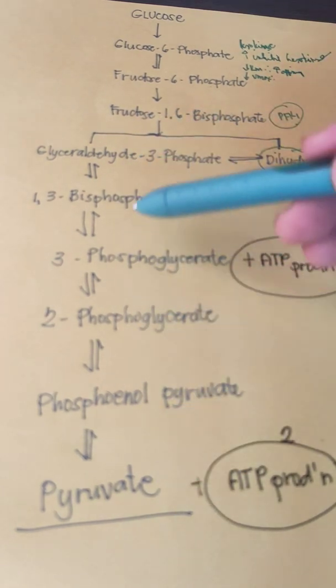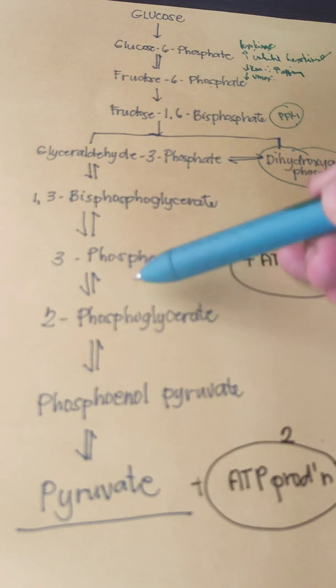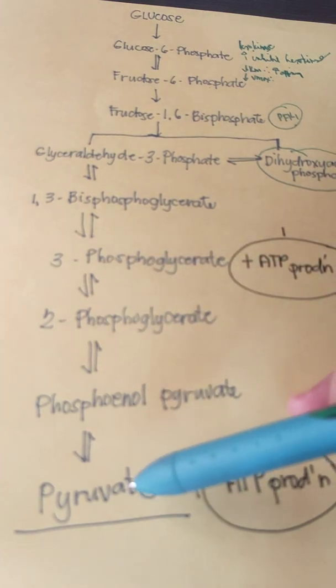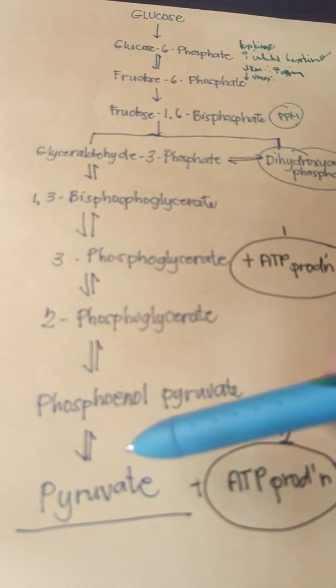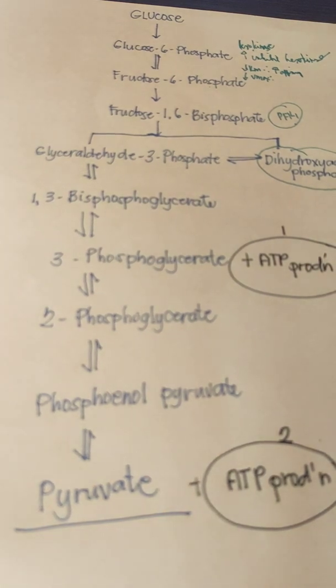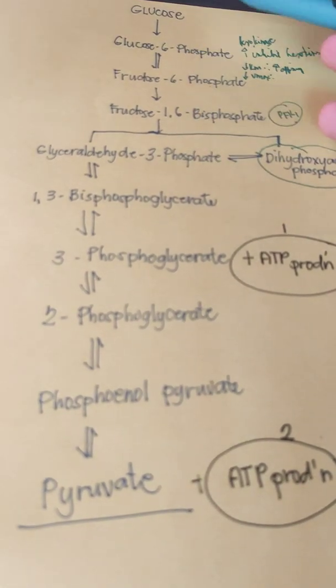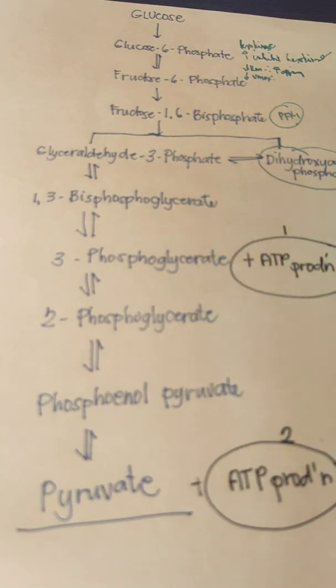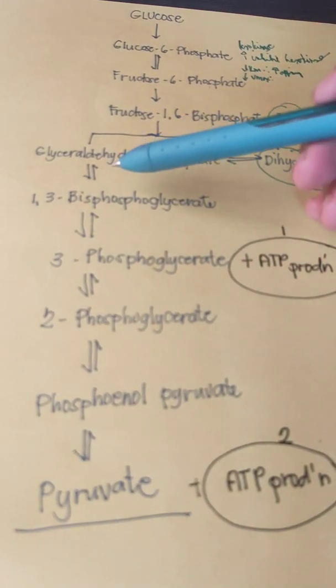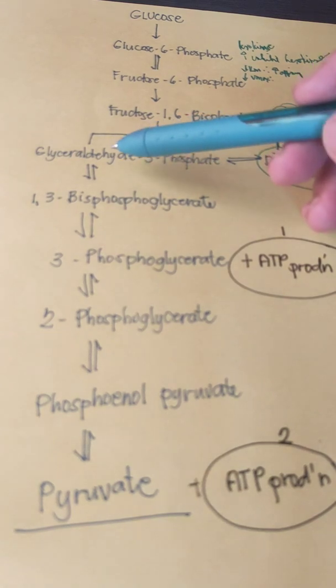It goes downward. This part is our energy production. What are the first five stages? This is the energy investment phase, and here is the energy production phase. So you have your glyceraldehyde 3-phosphate that will continue through glycolysis.